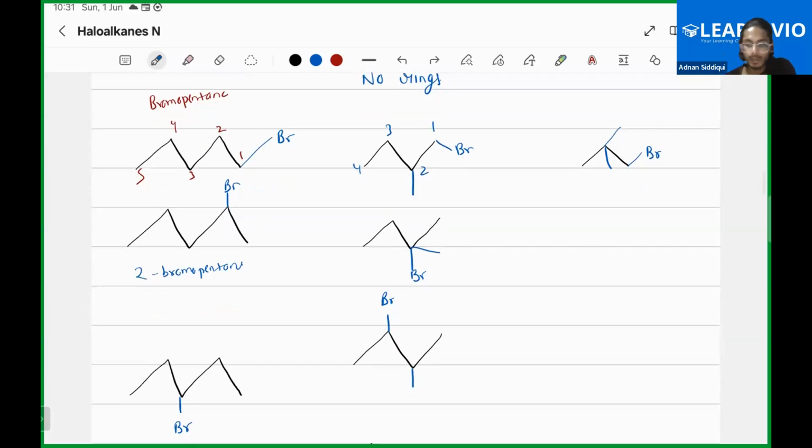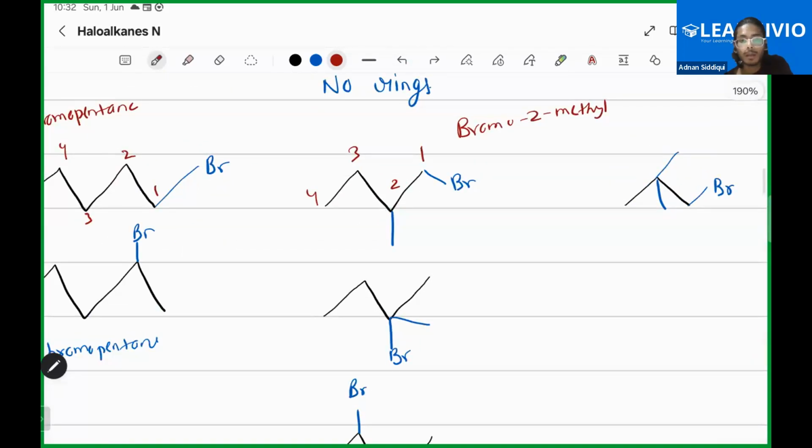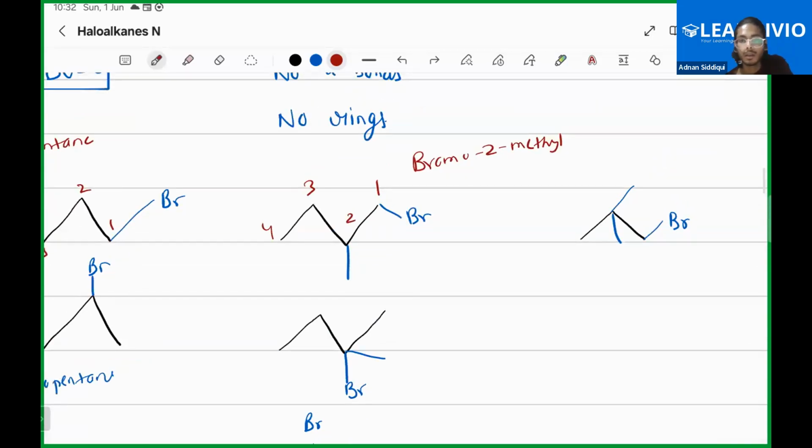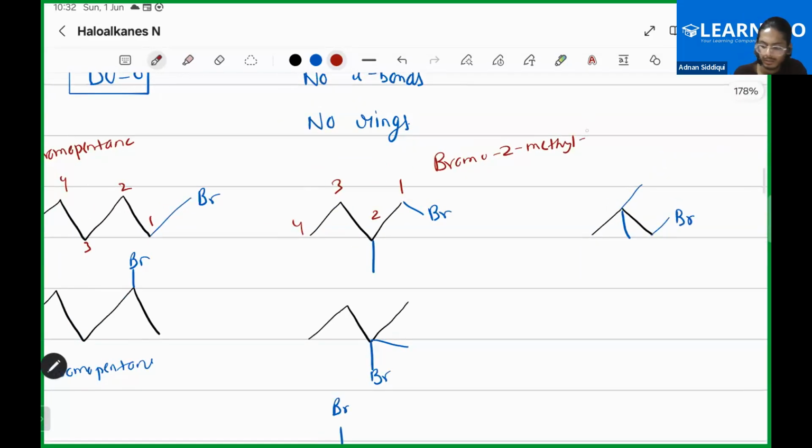So here we have just placed a methyl group as a branch. What should be the name of this compound? Bromo 2 methyl pentane. Butane, not pentane, because the main chain consists of four carbons, and for four carbons we use butane. Is it clear? Yes, sir.